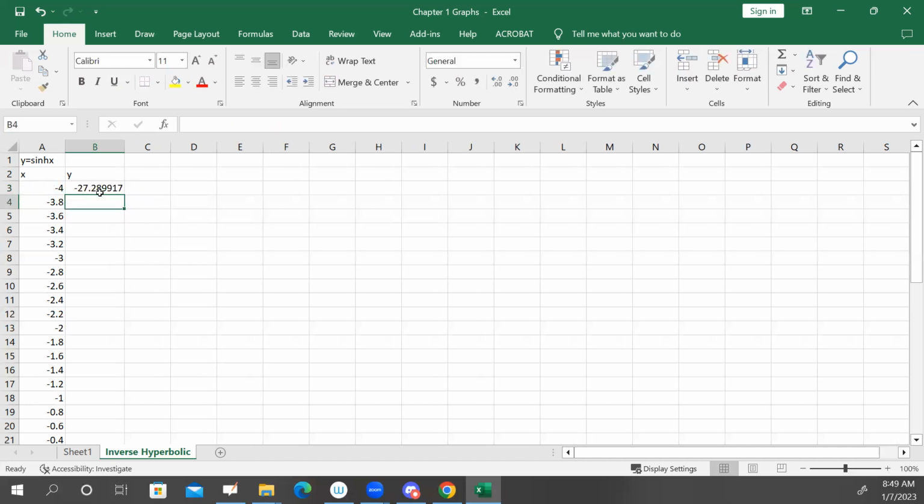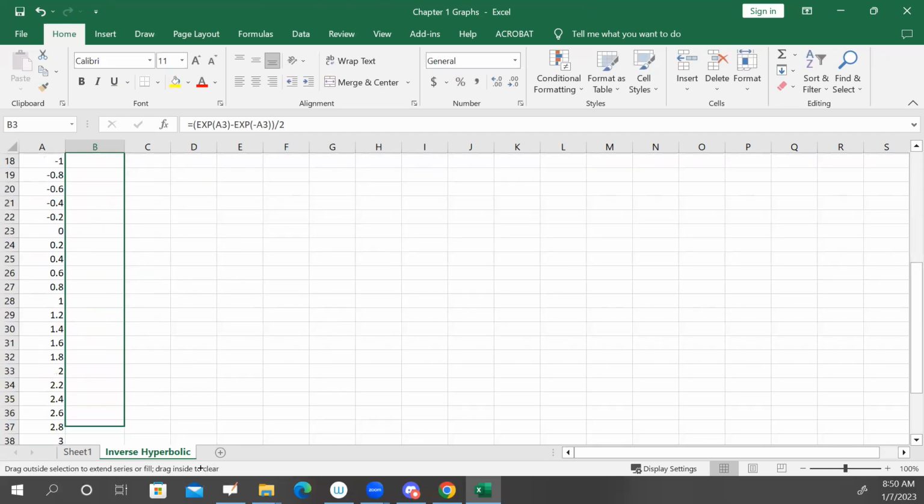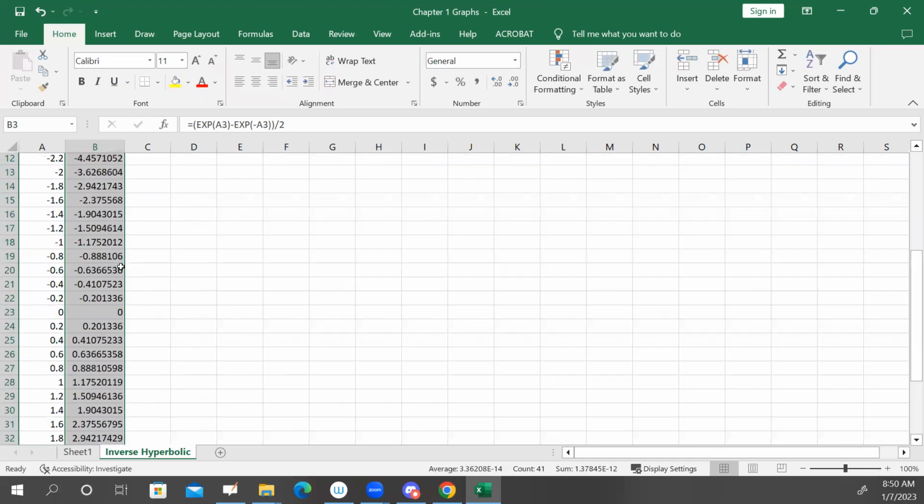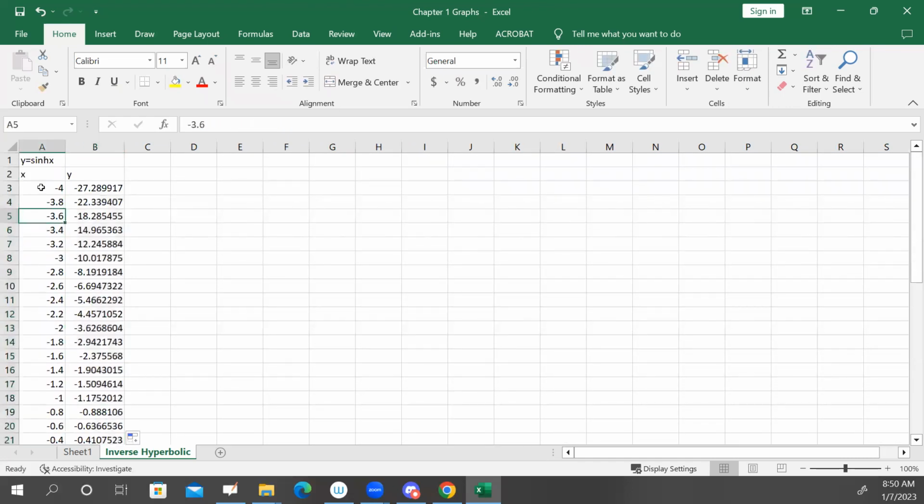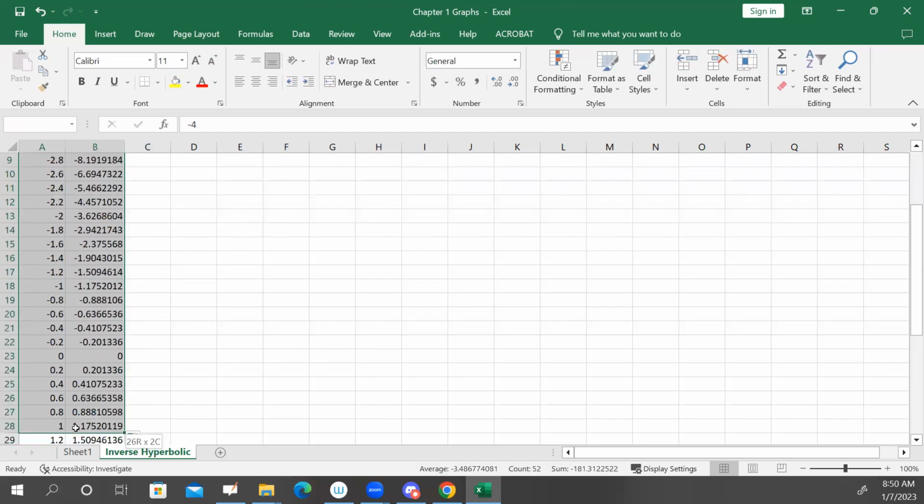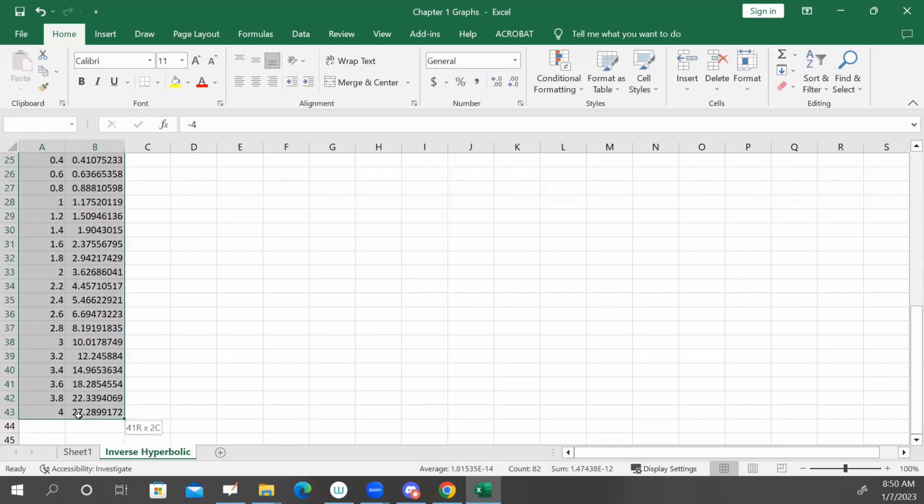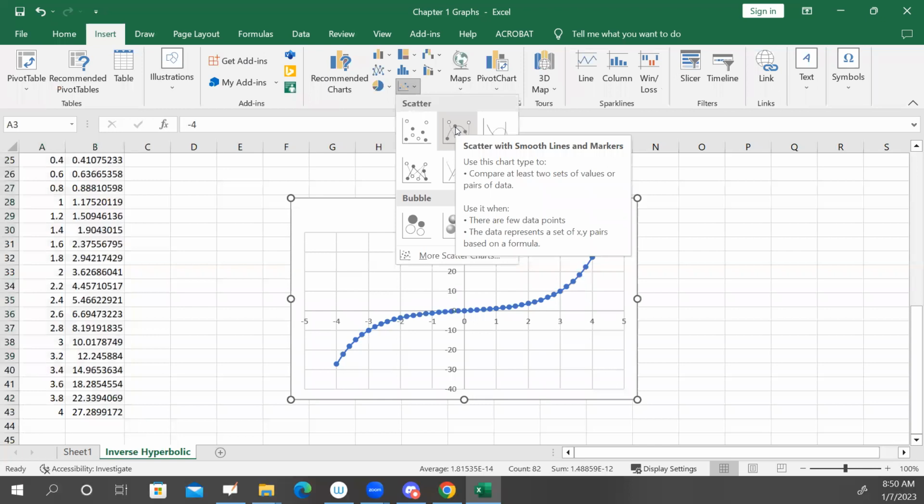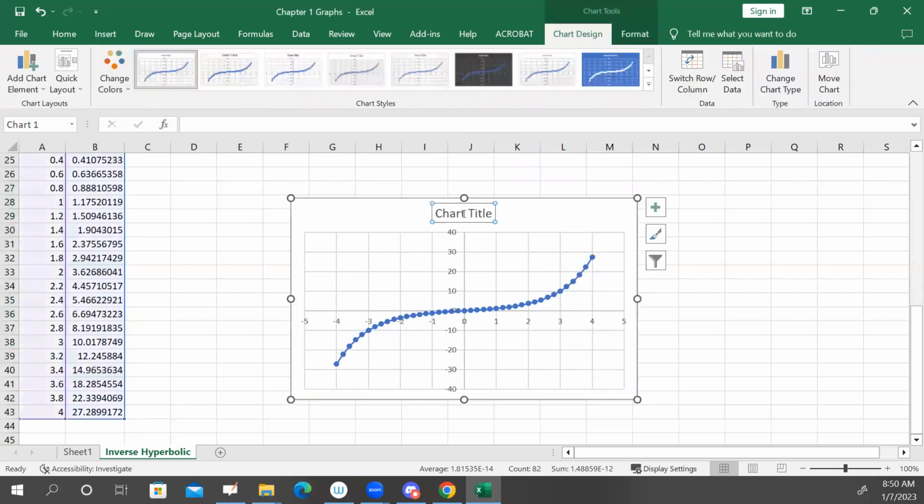Okay, guys. This is my sinh x, the first value, and then I just drag this down and I get the y values for the remaining x values. Then I draw the sinh x graph. We go to insert and go to the chart. And here you can see I have my sinh x graph. All right, guys. So this is how you draw the sinh x graph.